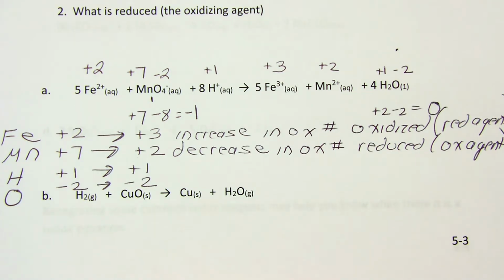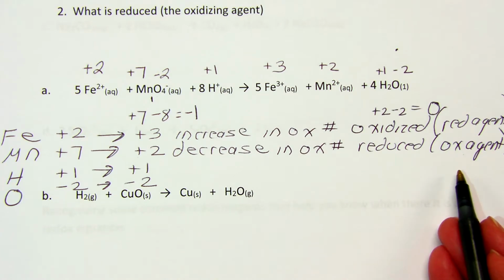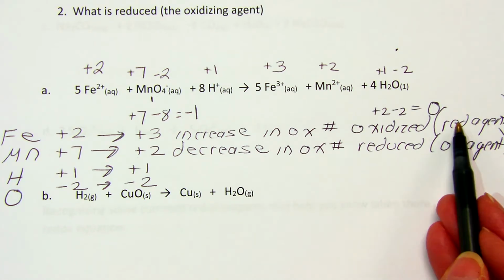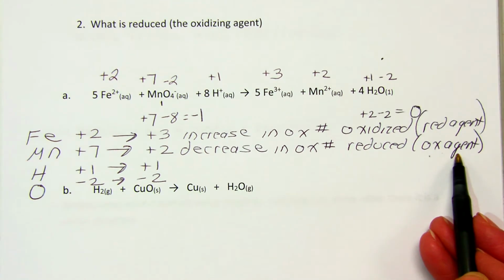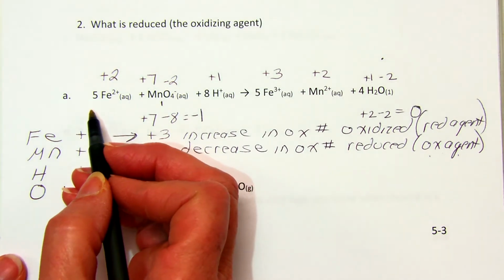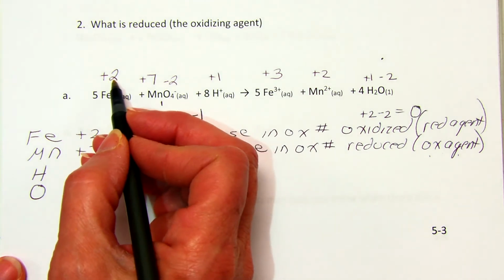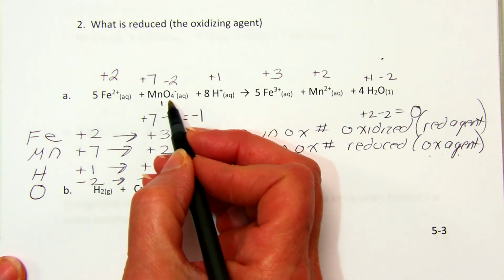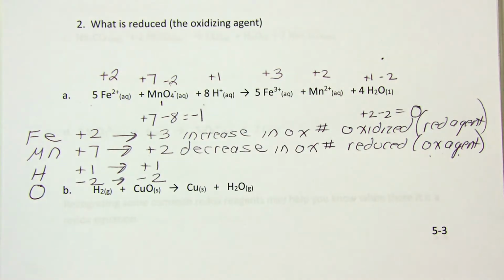Okay, let's look at the next one. Here? Reducing agent, oxidizing agent. Rob? Correct. The coefficients in the balanced equation have nothing to do with this. We look at the oxidation number, and the subscripts in a formula come into play, but the 5, the 8, they have nothing to do with this. Okay, that's a good question.